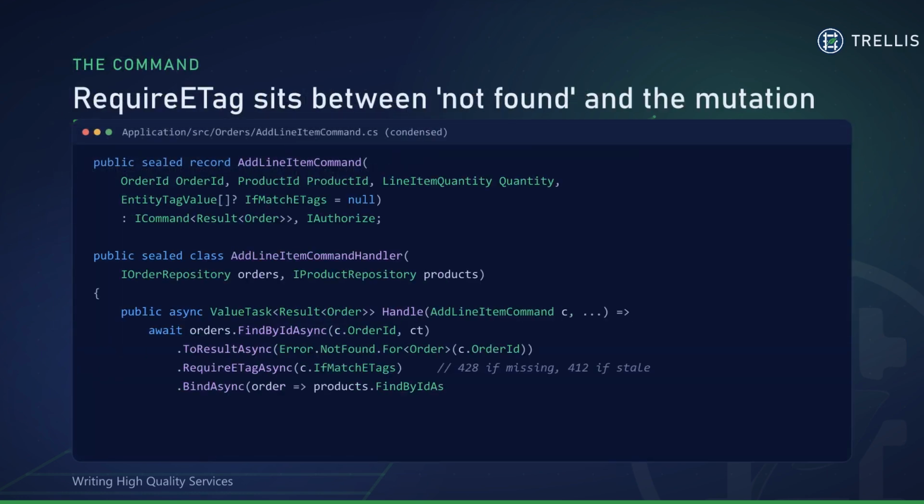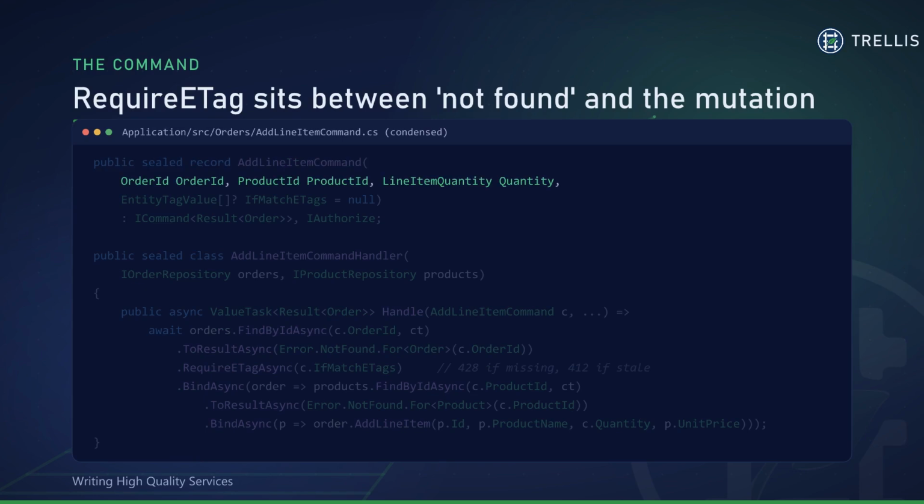Here's that write as real code. The command carries its value objects, order ID, product ID, quantity, and one more thing. The ETags the client sent in if-match. The handler is a single railway track. Load the order. If it's missing, not found. Then, right there, require a tag. It compares the version the client sent against the order's current version. Stale, and the whole chain short circuits to 412. Missing, and it's 428, before any change is attempted.